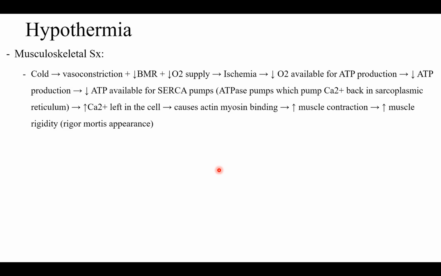Moving on to musculoskeletal symptoms. Cold causes vasoconstriction, and along with decrease in BMR, decrease in O2 supply causes ischemia. You have less oxygen available for ATP production, and that leads to decreased ATP available for SERCA pumps, that are sarcoplasmic reticulum calcium pumps. These are ATPase pumps which pump calcium back into the sarcoplasmic reticulum, and you have less ATP available for the SERCA pumps to use.